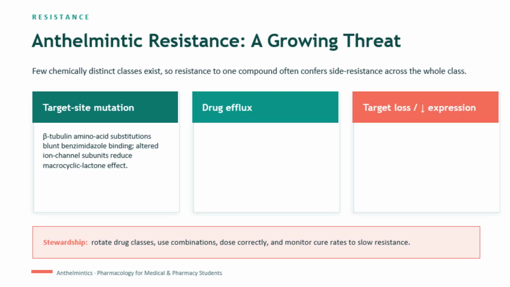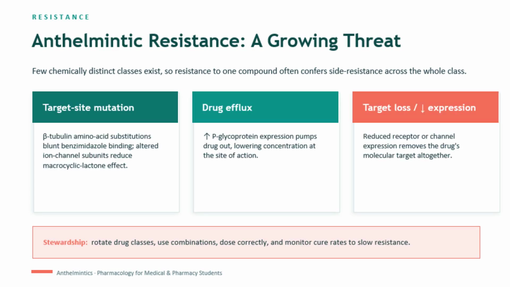Now for a growing threat: anthelmintic resistance. Here's the core problem: we have very few chemically distinct classes, so resistance to one compound often confers side resistance across the whole class. There are three main mechanisms. First, target site mutation through amino acid substitutions in beta-tubulin blunt benzimidazole binding. Second, drug efflux. Increased P glycoprotein pumps the drug out before it can act.